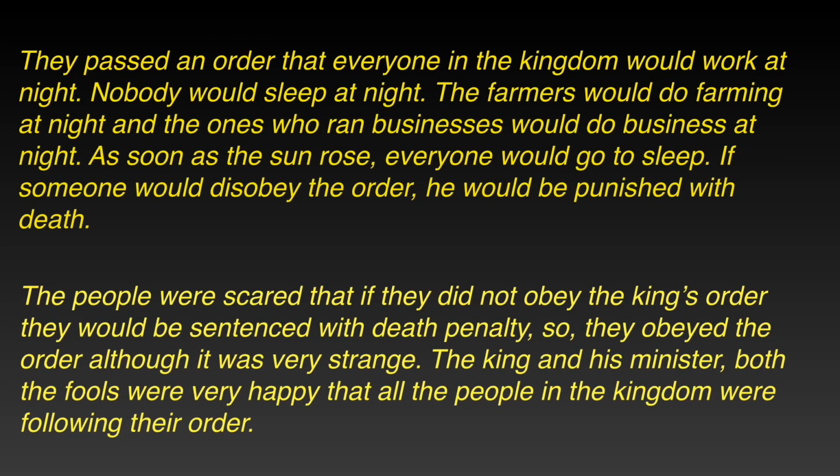They passed an order that everyone in the kingdom would work at night. Nobody would sleep at night. The farmers would do farming at night, and the ones who ran businesses would do business at night. As soon as the sun rose, everyone would go to sleep. If someone would disobey the order, he would be punished with death. The people were scared that if they did not obey the king's order, they would be sentenced with death penalty. So they obeyed the order, although it was very strange. The king and his minister, both the fools, were very happy that all the people in the kingdom were following their order.